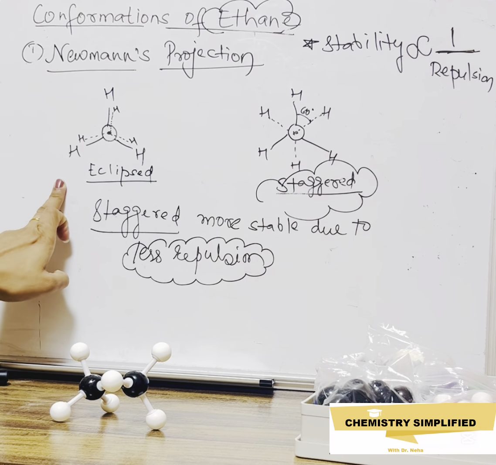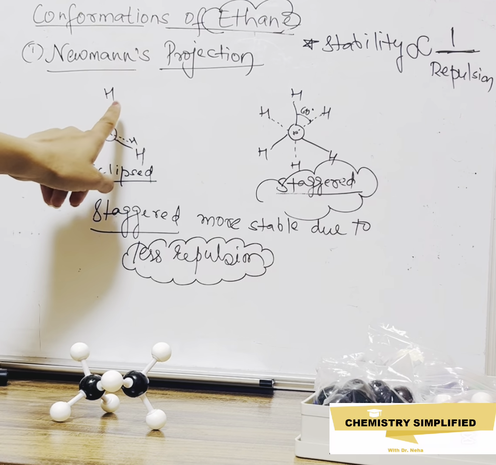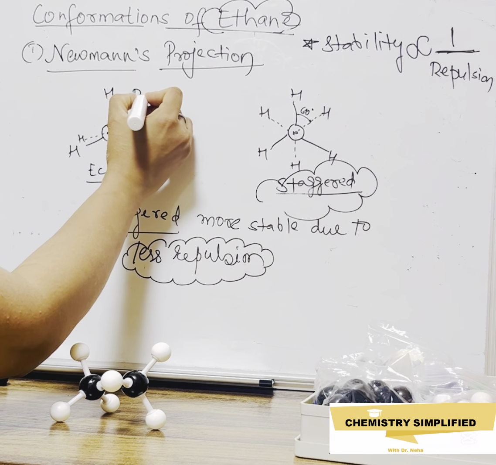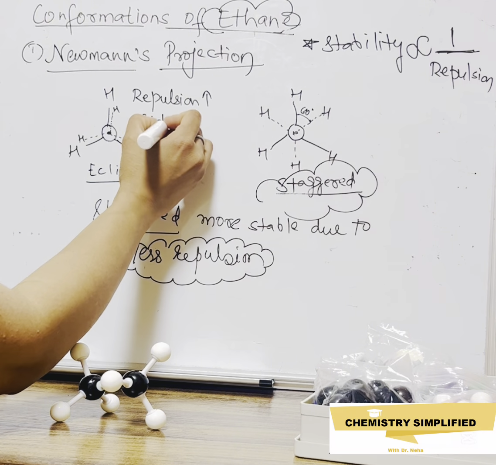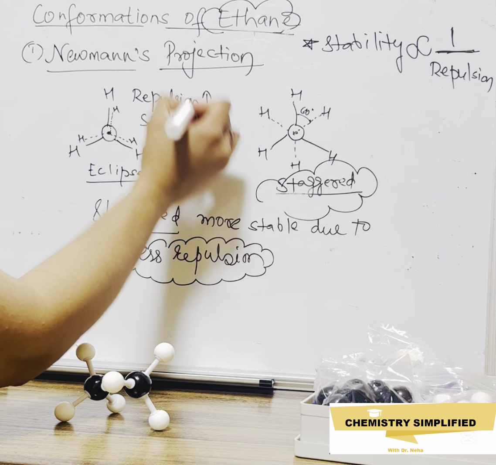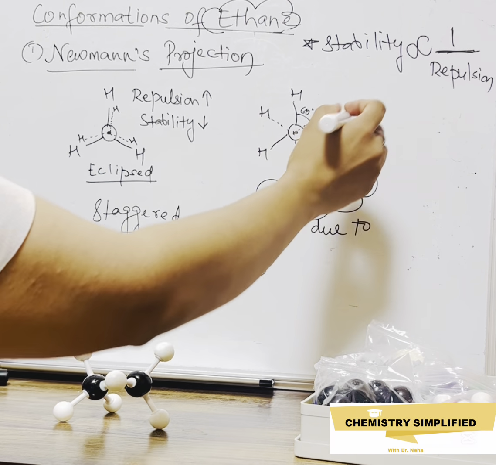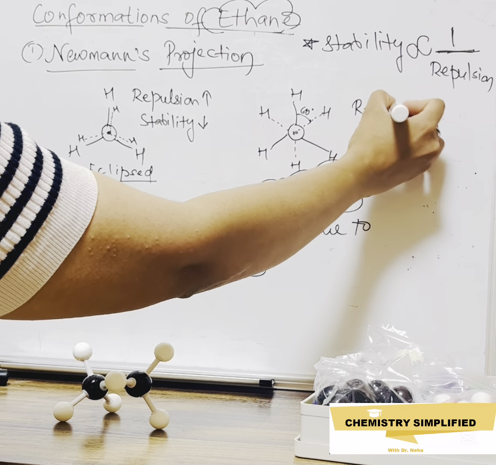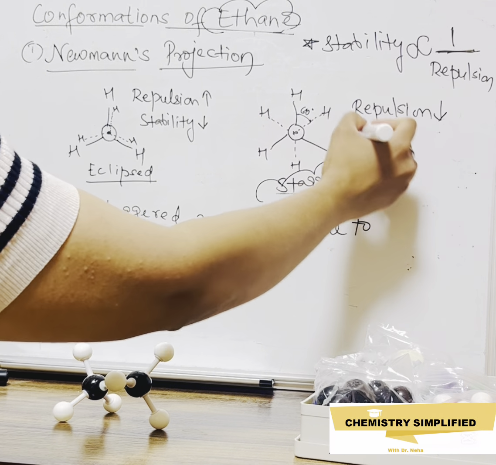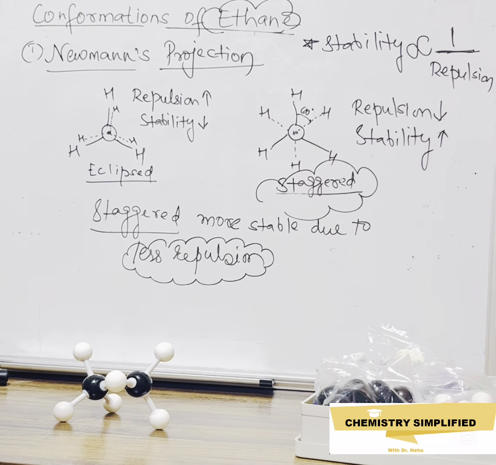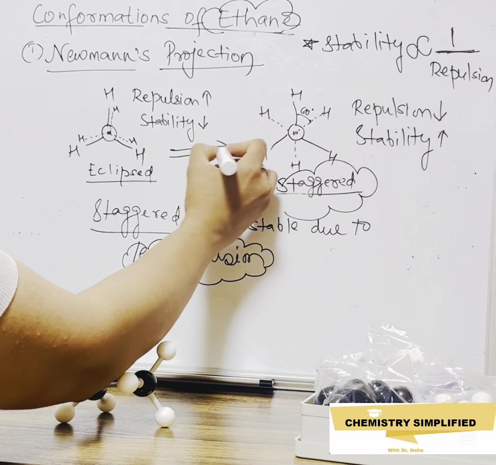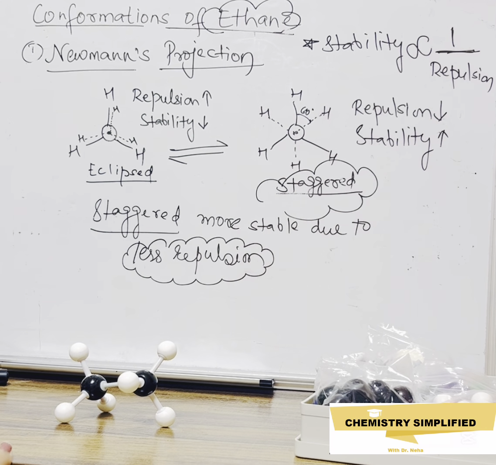Well, in case of eclipsed, repulsion more, stability less. While in case of the staggered form, repulsion less, stability more. Clear? Now, as I told you, these two forms can be interconvertible. Eclipsed can change to staggered, staggered can change into eclipsed.